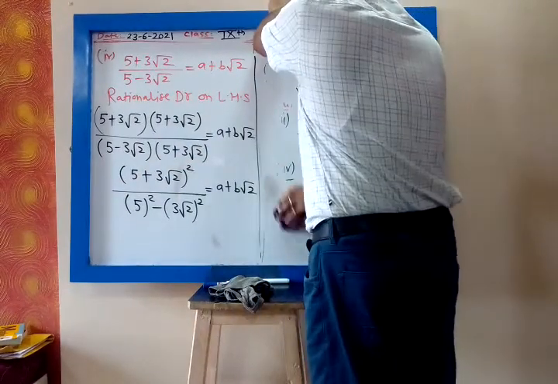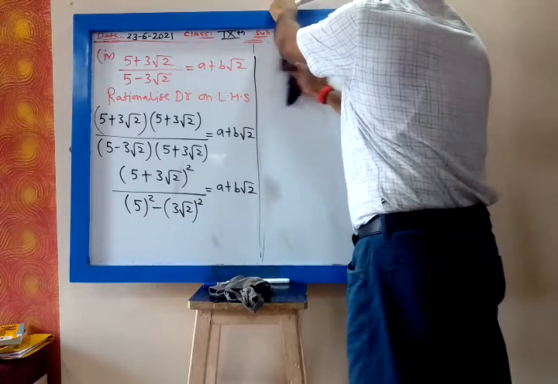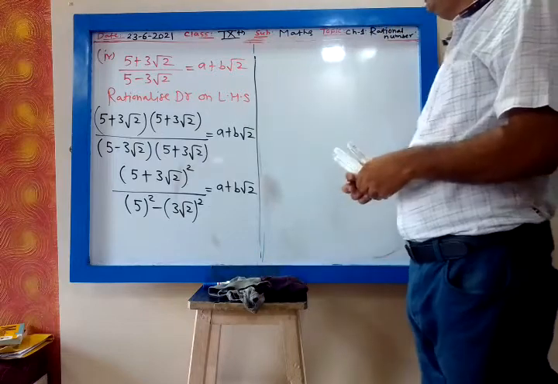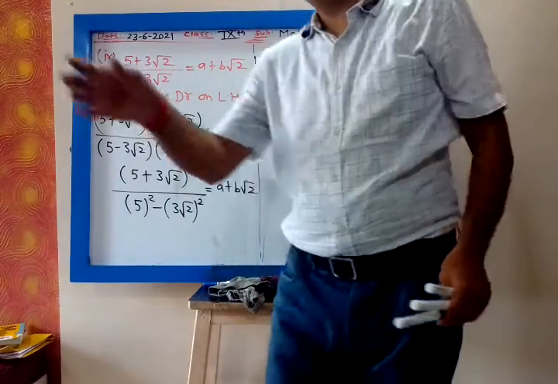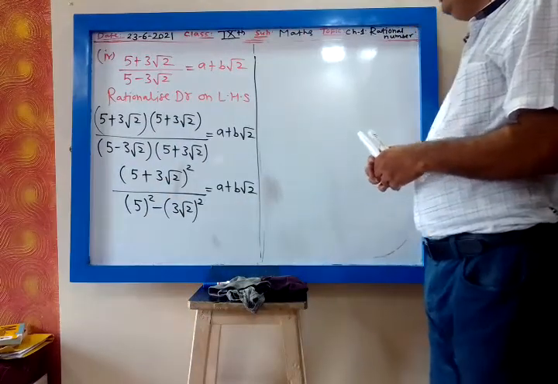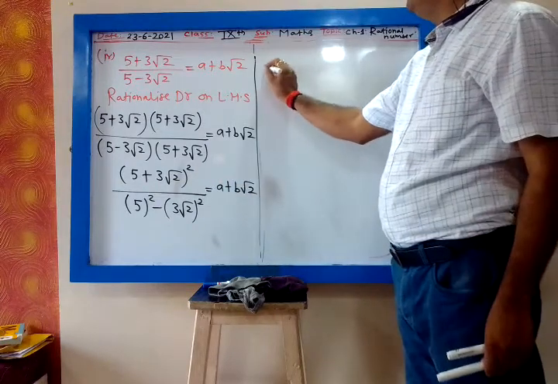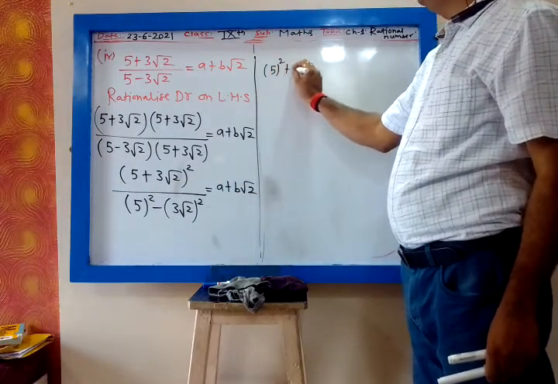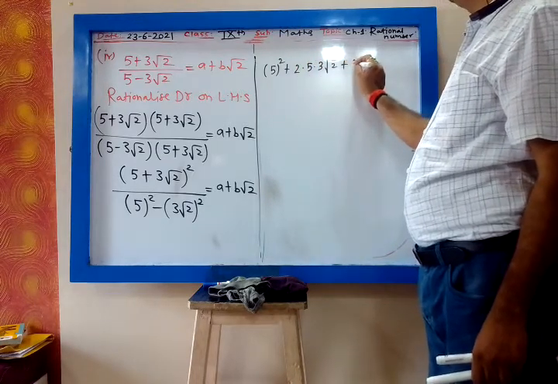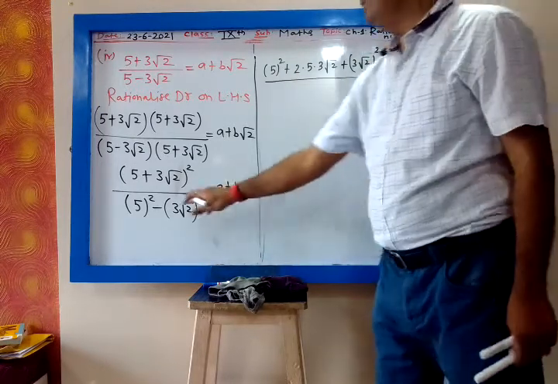Now use the formula (a plus b) whole square, that will be a square plus 2ab plus b square. My dear who are joining late, please be on time. (a plus b) whole square, that will be 5 square plus 2 into 5 into 3 root 2 plus (3 root 2) whole square, upon (a plus b) into (a minus b).